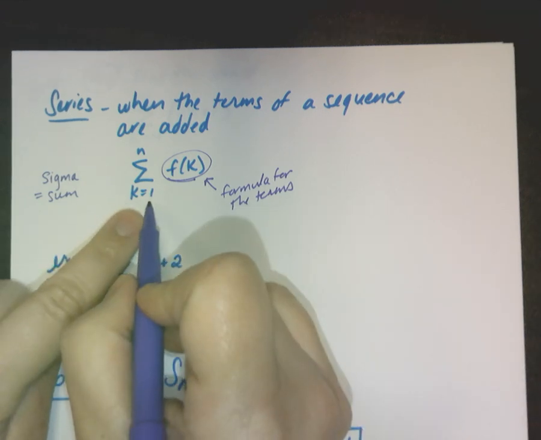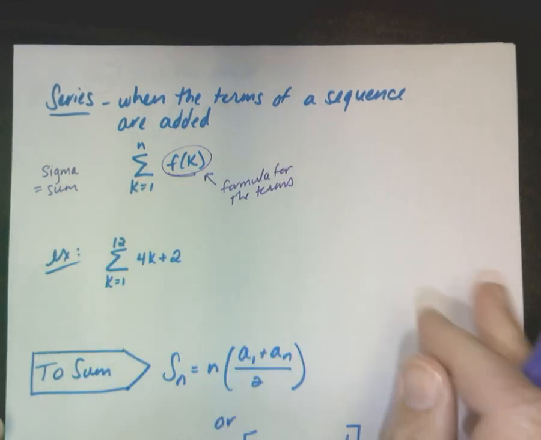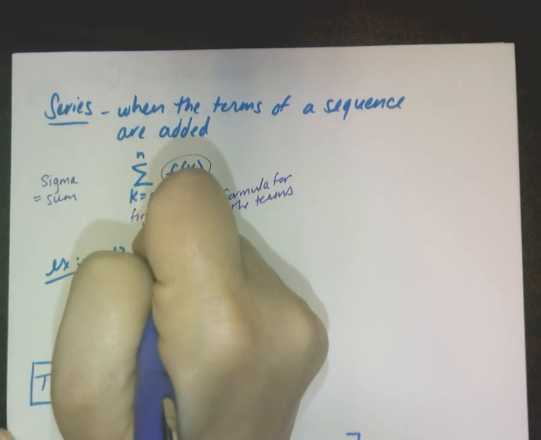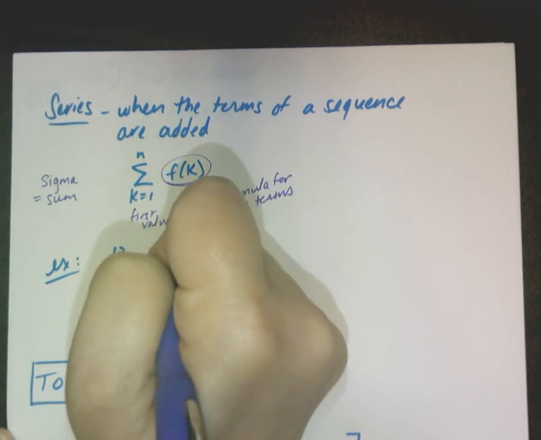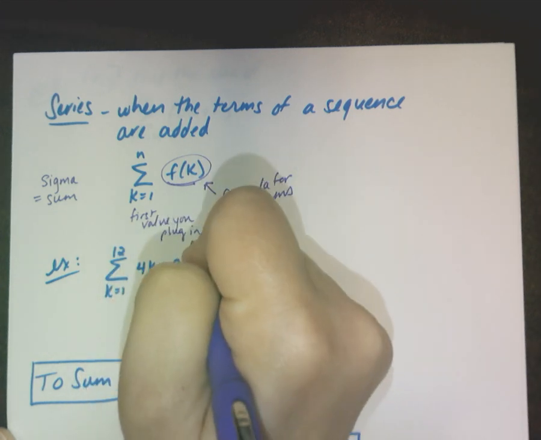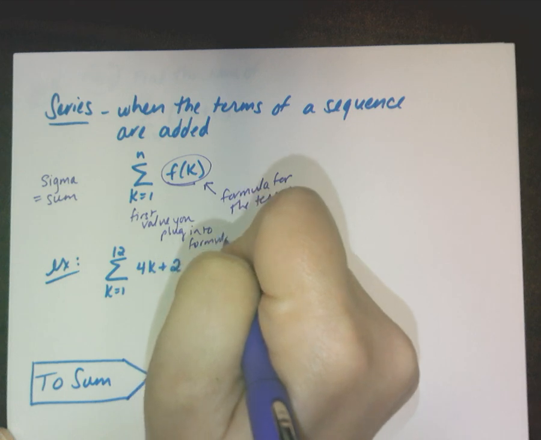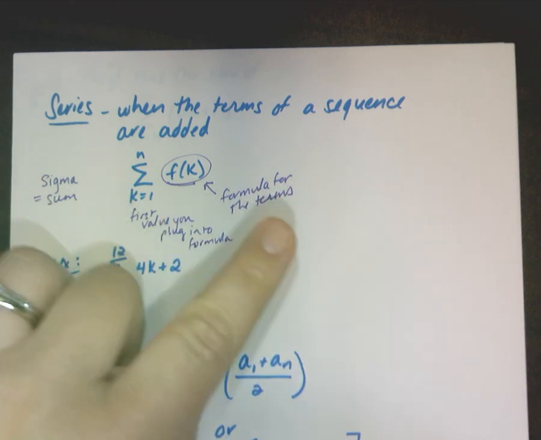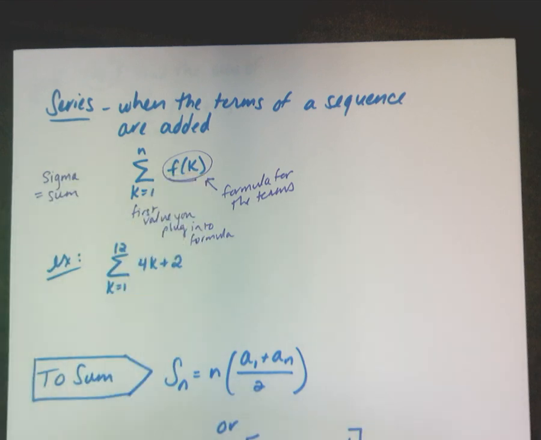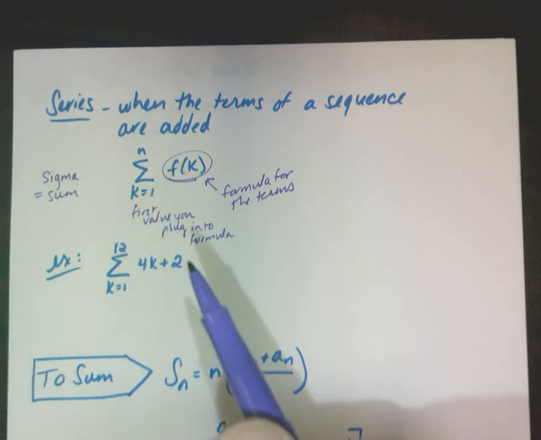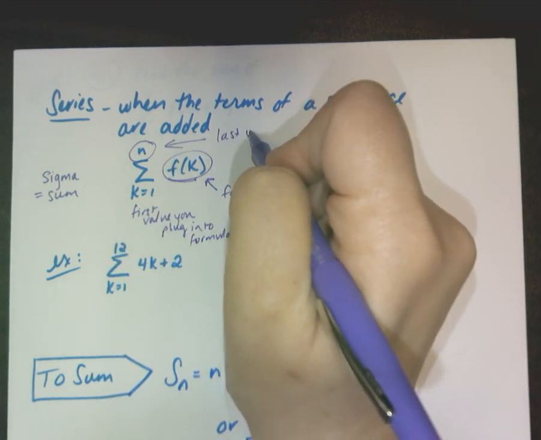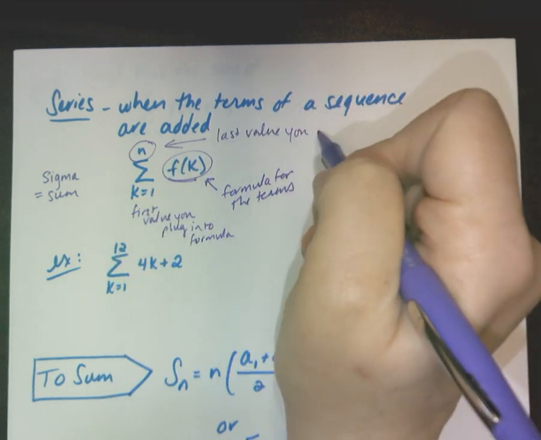K equals 1 would be the first value that you plug into the formula. This is not the first value in the sequence. This is what you plug into the formula to get that first position, okay? And then n would be the last value you plug into the formula.